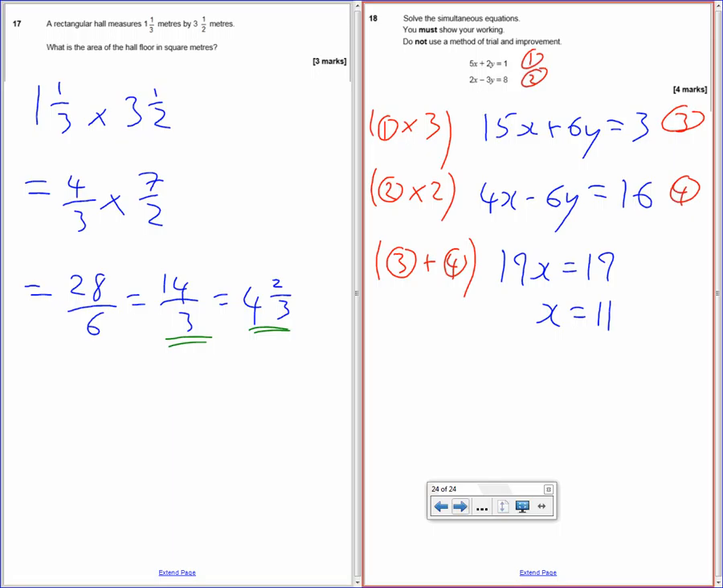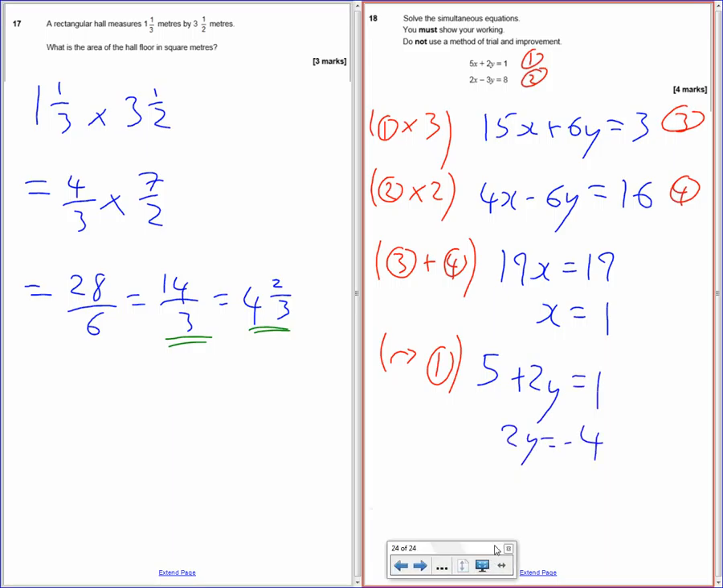So x must equal what? That's 1. If we then put that answer into, say, equation 1, then instead of writing 5x, I can write that as 5. 5 plus 2y must equal 1. So 2y must equal negative 4, which means y must equal negative 2.